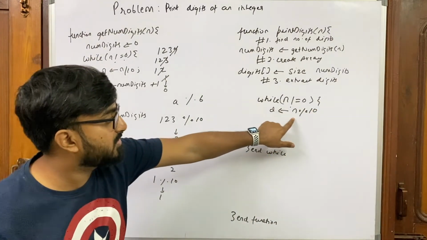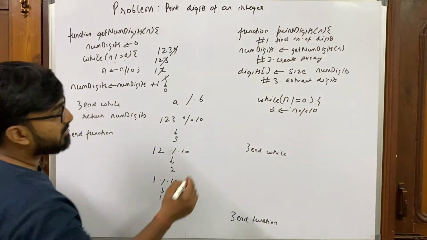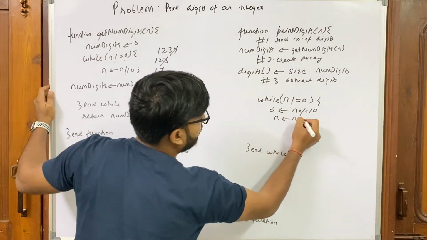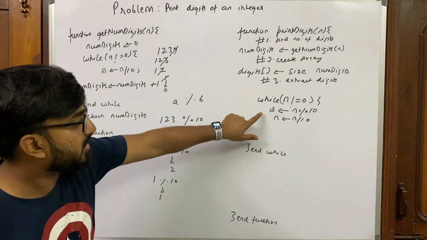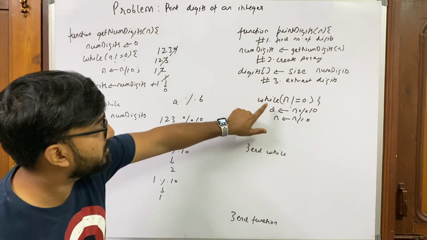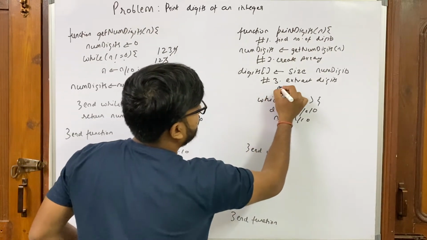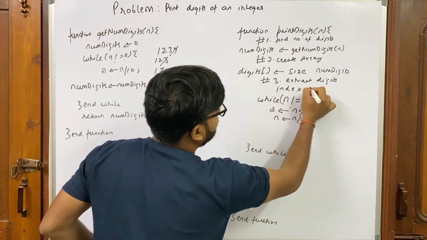Then we need to remove this digit that we just extracted from n. Okay. We do n is n by 10. Okay. We don't have num digits. We leave this out. After extracting, we need to store this digit in this array. So I keep an index, okay, which is set to 0.